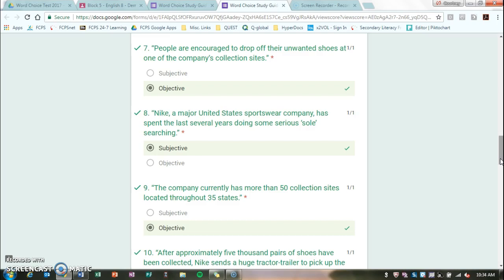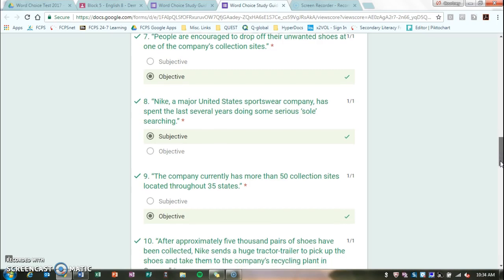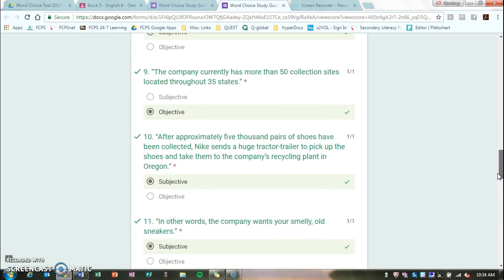This is a fact. We can prove it. Number 8, Nike, a major United States sportswear company, has spent the last several years doing some serious soul searching. This is subjective because it can be argued. We cannot prove why they started this program or how they came about the thinking of it. This could be argued, that they spent time doing some soul searching. We could argue, did they, didn't they? Who came up with the idea? Why was this implemented? So that is a subjective statement because it can be argued.